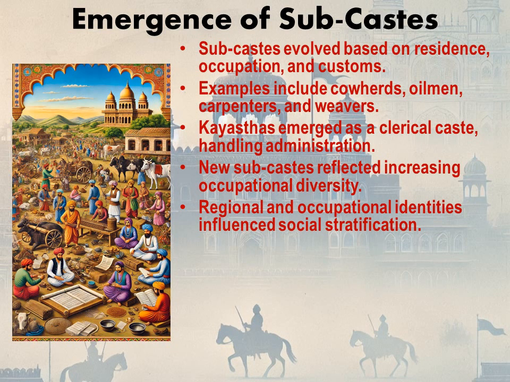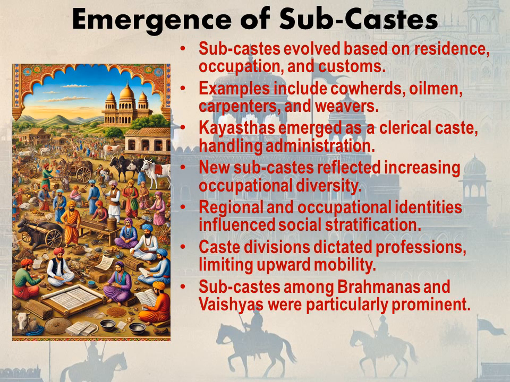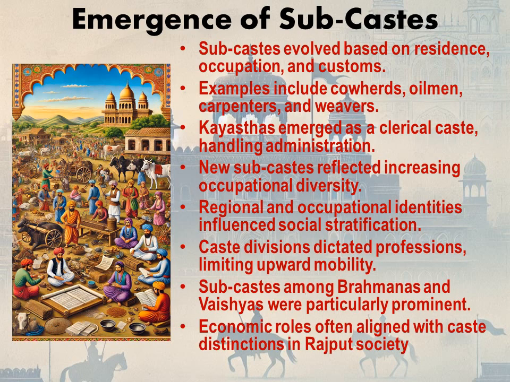Regional and occupational identities influenced social stratification. Caste divisions dictated professions, limiting upward mobility. Subcastes among Brahmanas and Vaishyas were particularly prominent. Economic roles often aligned with caste distinctions in Rajput society.